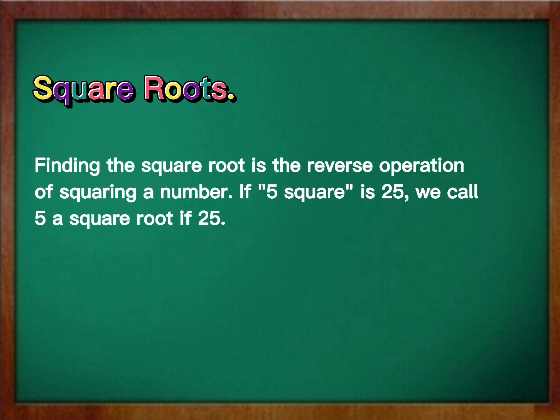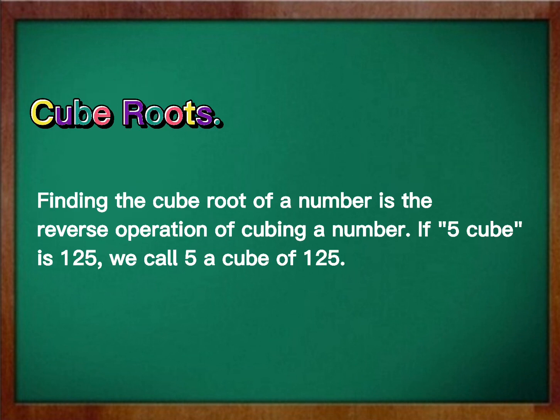That's 8. Square roots. Finding the square root is the reverse operation of squaring a number. If 5 squared is 25, we call 5 a square root of 25. Cube roots. Finding the cube root of a number is the reverse operation of cubing a number. If 5 cubed is 125, we call 5 a cube root of 125. If 2 cubed is 8, we call 2 the cube root of 8.